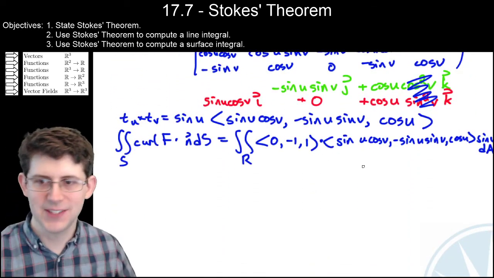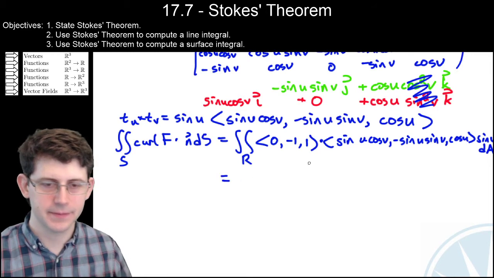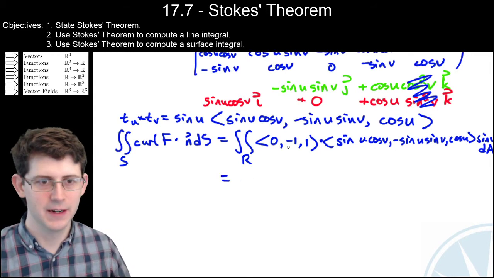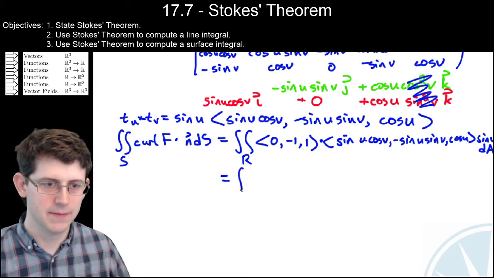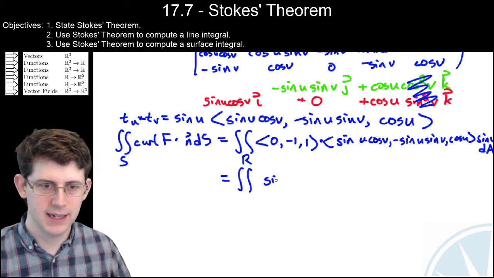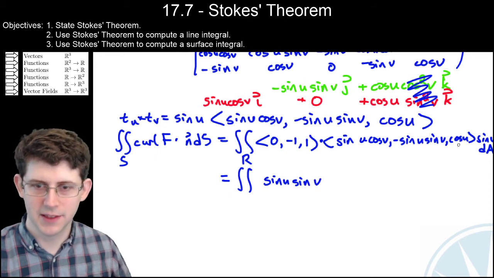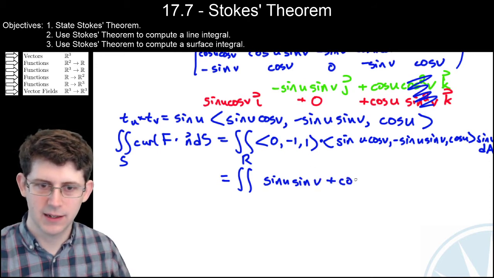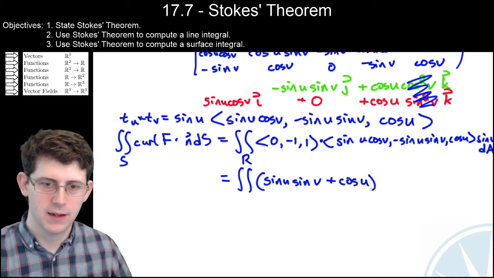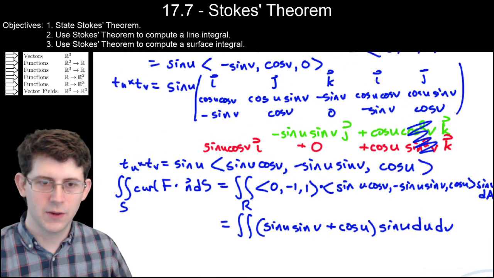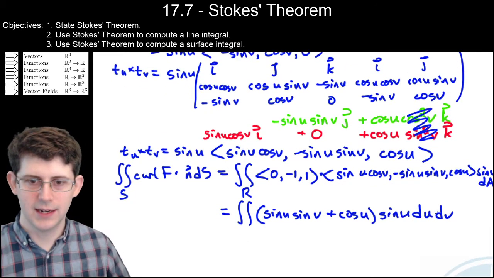Oh well, so let's do the dot product. The dot product of these vectors is 0 times the first component, whatever, minus 1 times the second component. So I get sine u sine v. And then 1 times the third component, which is plus cosine u. This all is multiplied by sine u. And then I've got du dv here. Now the question is, what's going on with u and v?